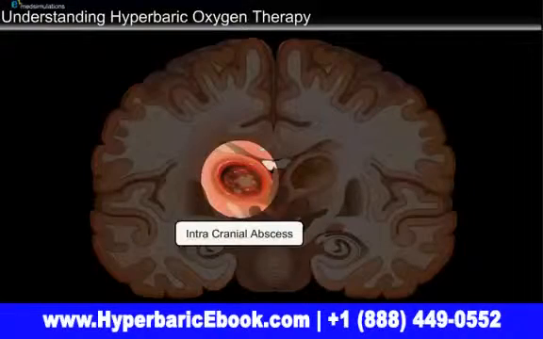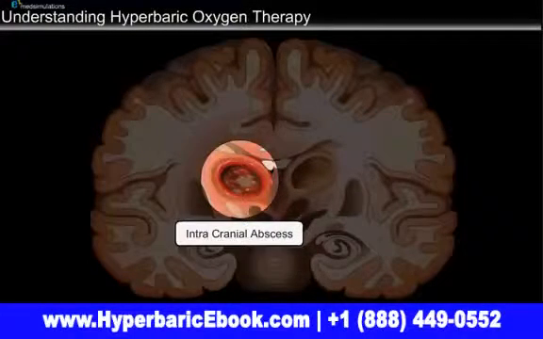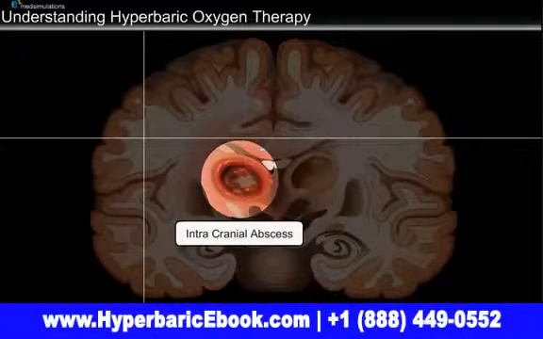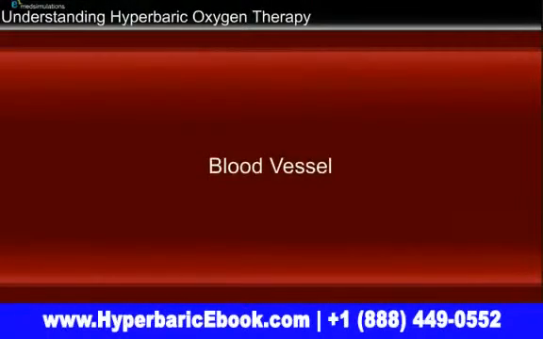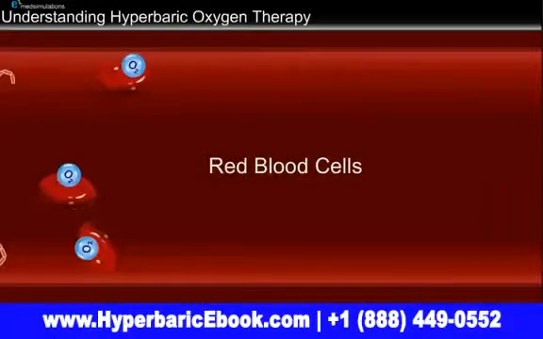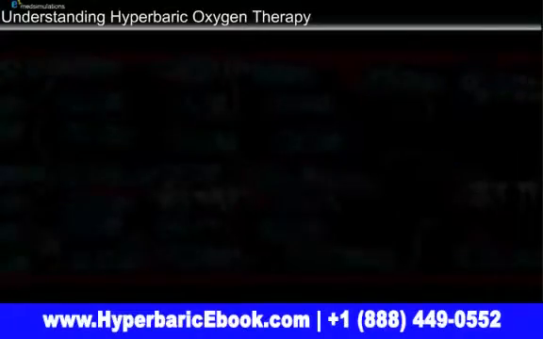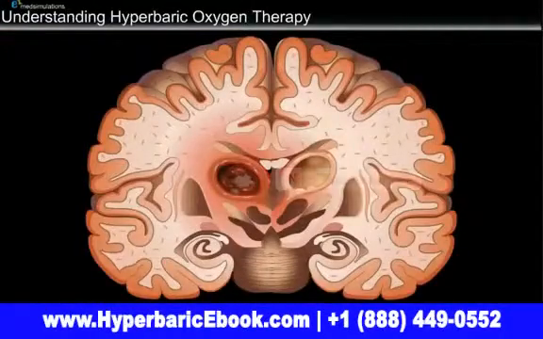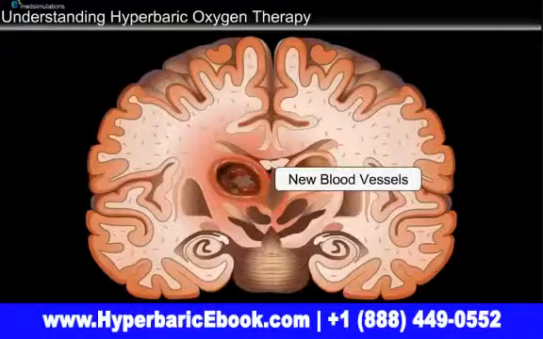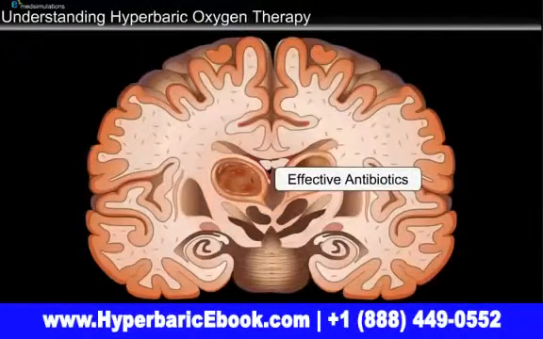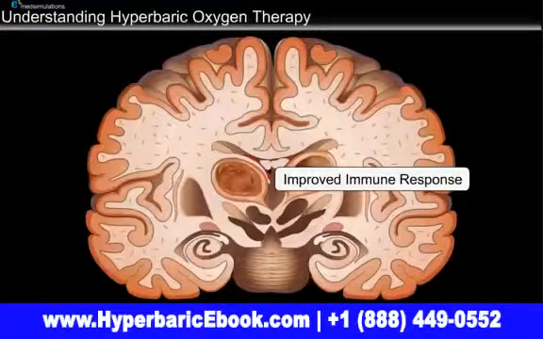An intracranial abscess is a pus-filled cavity in the brain, as you can see on the screen. Bacteria present in your blood can cause this infection. Hyperbaric oxygen therapy increases the oxygen concentration in the blood and kills these bacteria. Due to the increase in oxygen, new blood vessels develop in the affected area. This improves the effectiveness of antibiotics and the body's protective system response, or immune response, which helps to clear the abscess from the brain.